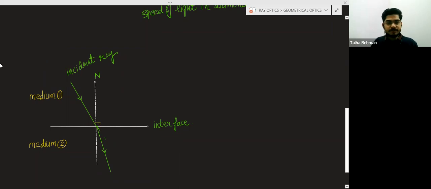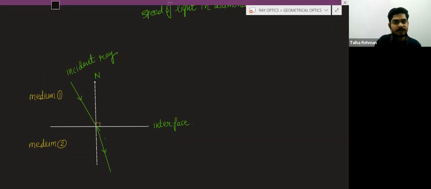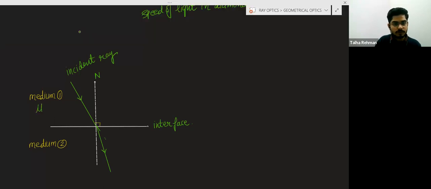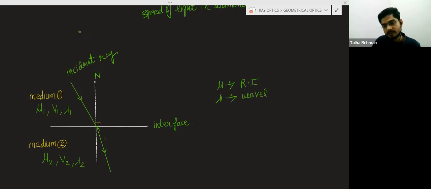This is medium 1, and this medium has the refractive index, suppose mu1, and this medium has the refractive index, suppose mu2. The speed of light in this medium is suppose v1, and the speed of light in this medium is suppose v2. The wavelength of light in this medium is suppose lambda 1, and in this medium lambda 2. What is mu? The refractive index. What is lambda? Wavelength of light. What is v? Speed of light.